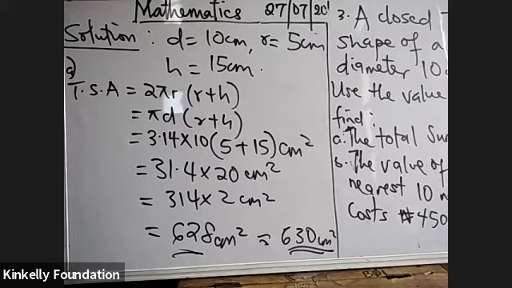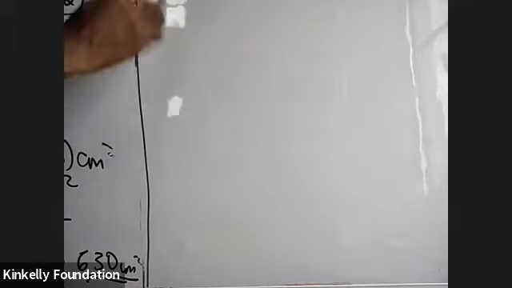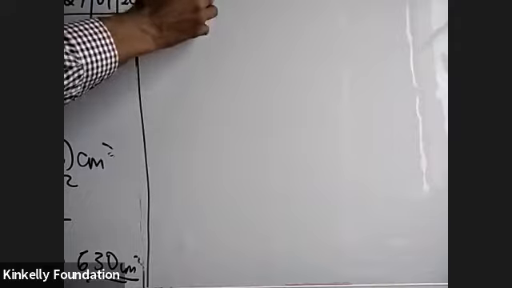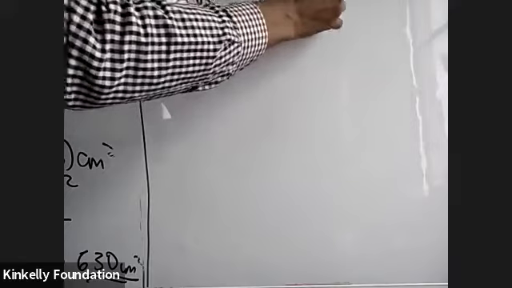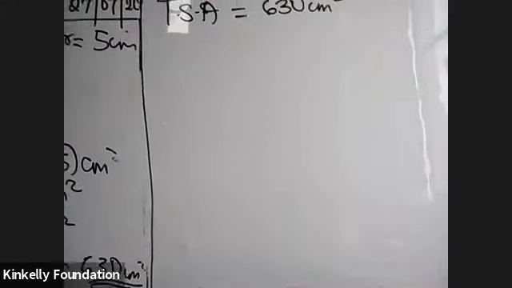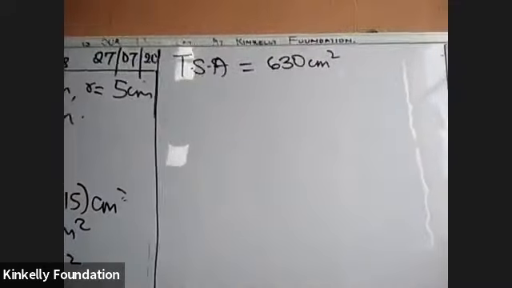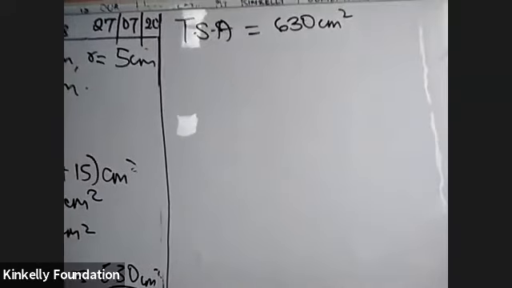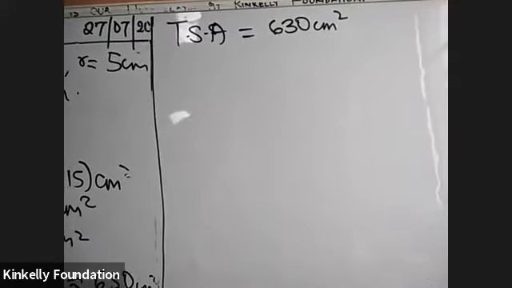Be fast with that. In the second aspect of this, if you are working with 630 as our TSA, the question asked us to put it in meter squared and find the cost of it in that. Okay, what do we do when we have such a problem to tackle?